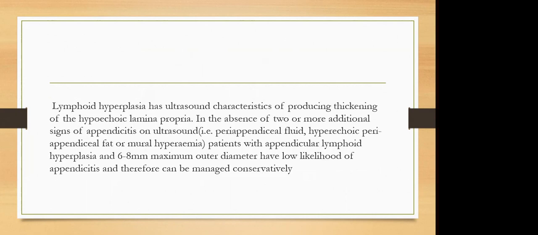So lymphoid hyperplasia has ultrasound characteristics of producing thickening of the hyperechoic laminar profile, in the absence of 2 or more additional signs of appendicitis on ultrasound, e.g. periappendicular fluid, hyperechoic periappendicular fat, or mural hyperemia. Patients with appendicular lymphoid hyperplasia and a 6 to 8 millimeter maximum outer diameter have a low likelihood of appendicitis, and they can therefore be managed conservatively.